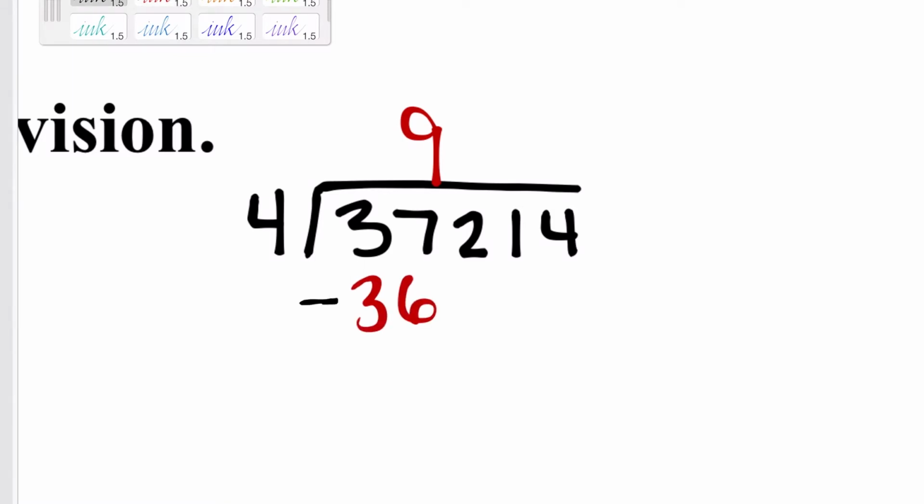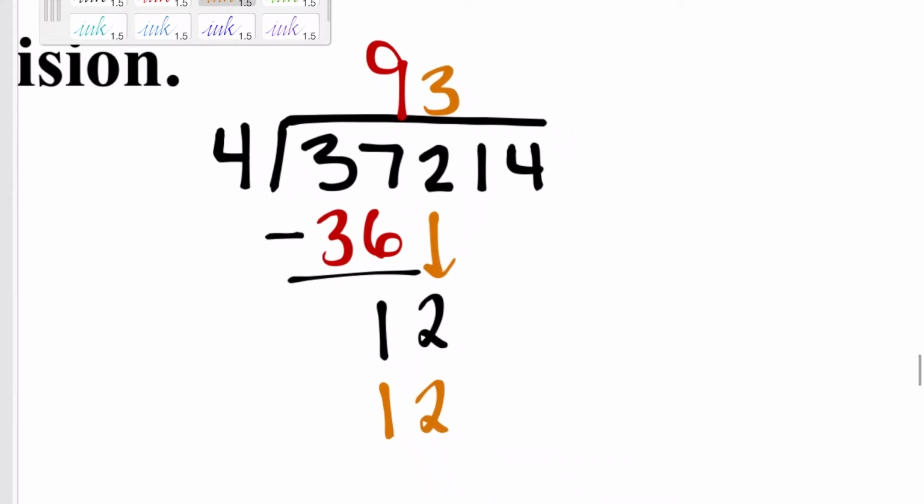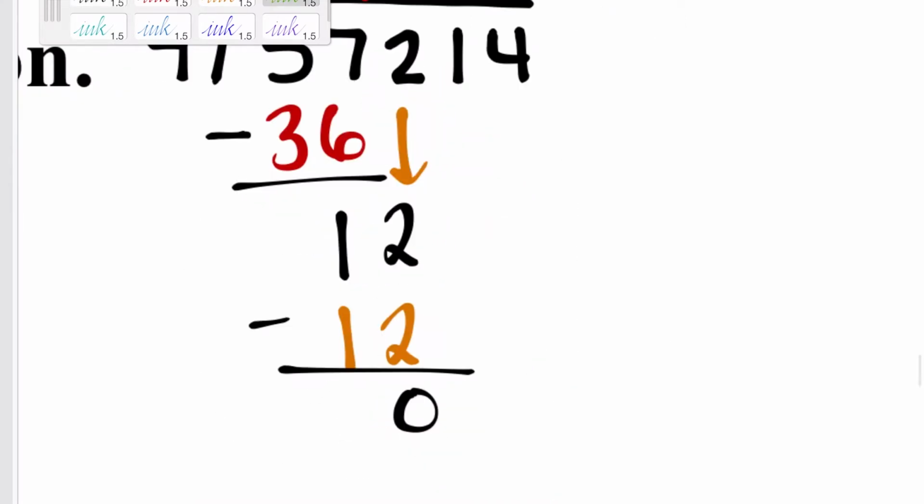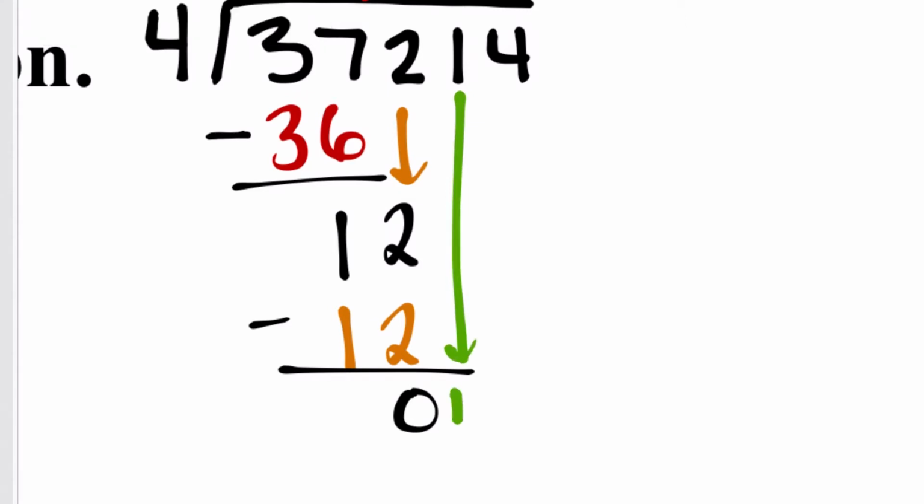From here, I'm going to subtract. So 37 minus 36 will give me 1. Then I drop down my next number, 2. I can turn 4 into 12 exactly by multiplying by 3. So multiplying 4 by 3, I would get 12. Subtracting that, I would end up with 0. I'm already running out of room, imagine that. I'm bringing down the next number, which is 1. I don't necessarily need that 0 there.